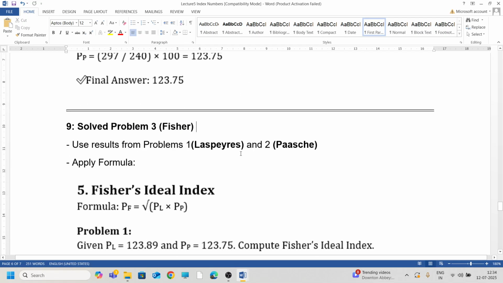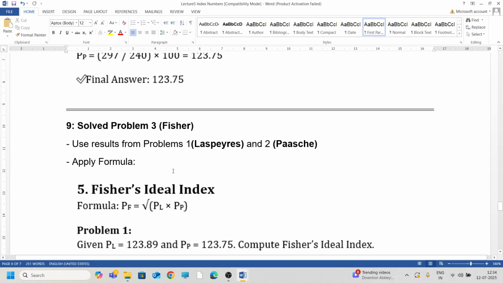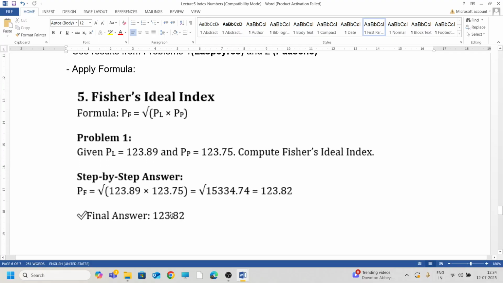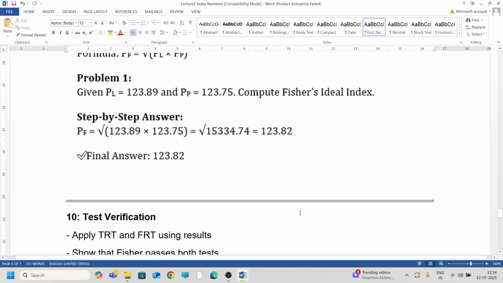Okay, so on comparing. Now for Fisher's, we have to use the results from Laspeyres and Paasche. We now calculate Fisher's ideal index as the geometric mean. Okay. So Fisher's ideal index equals the square root of PL into PP. So PL is 123.89, PP is 123.75. Fisher's index is the square root of the multiplication, that is 123.82. The final answer is 123.82. This is the final. Okay.